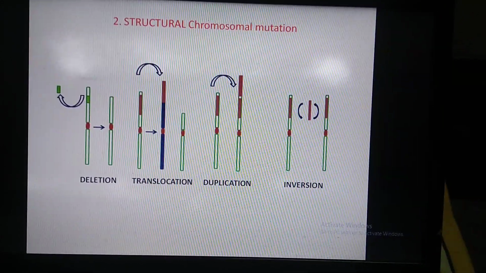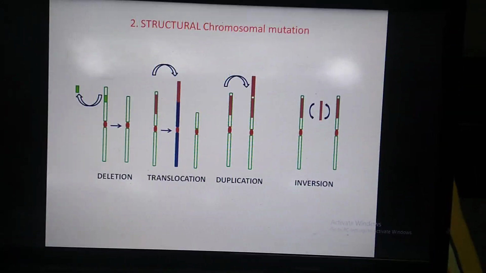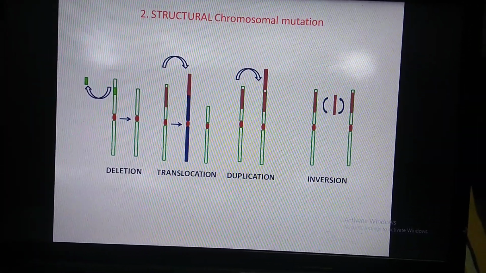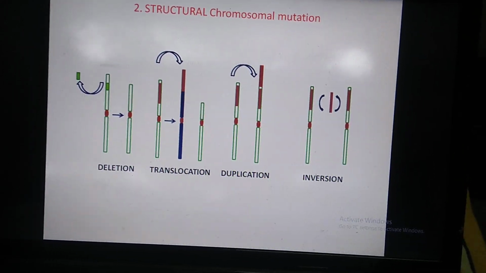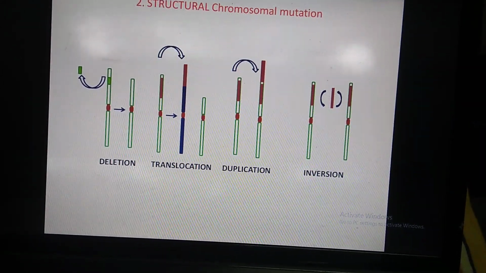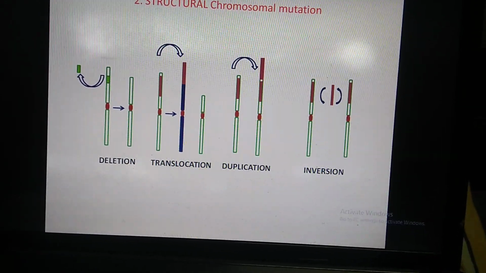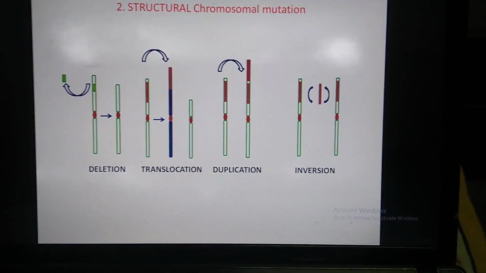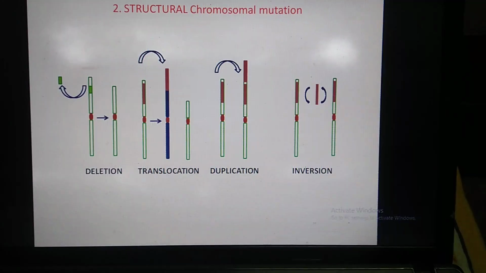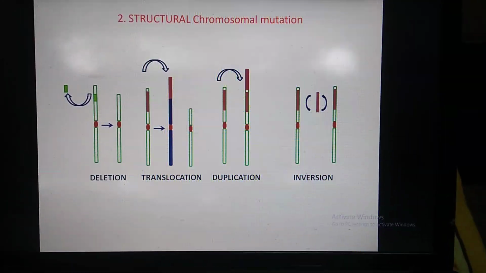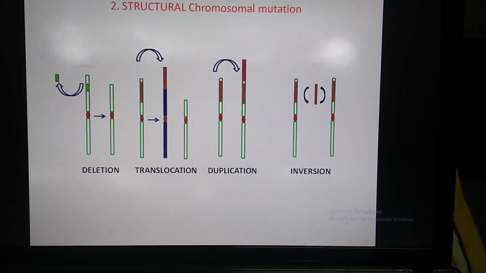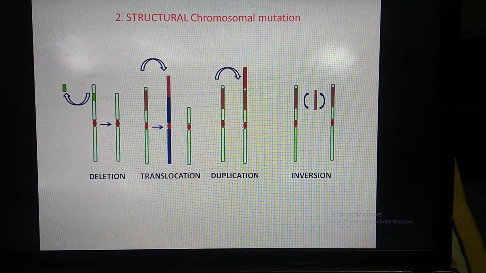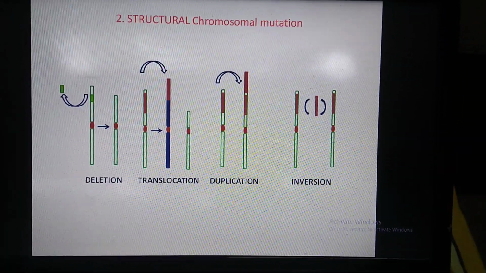So these are of mainly four types. Deletion, where a certain specific portion of the chromosome gets deleted. Translocation, a certain portion of the chromosome gets transferred into some other chromosome or some other part of the same chromosome. Duplication, a certain part of the chromosome gets doubled or duplicated. And inversion, a certain part of the chromosome gets inverted and pasted into the same place but in an inverted manner. So these are different types of chromosomal mutations.